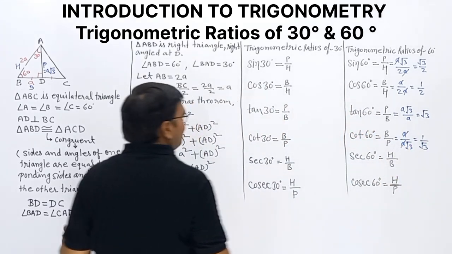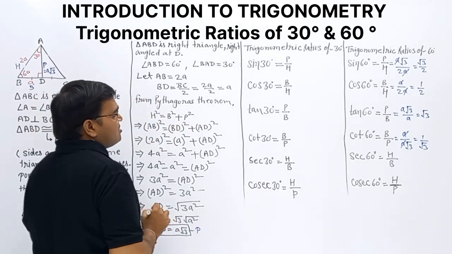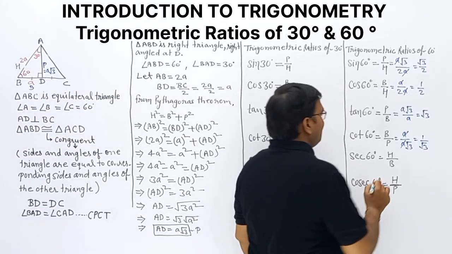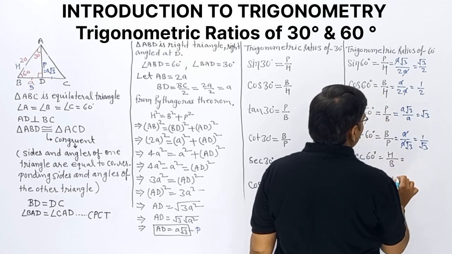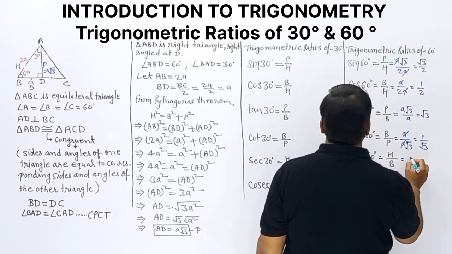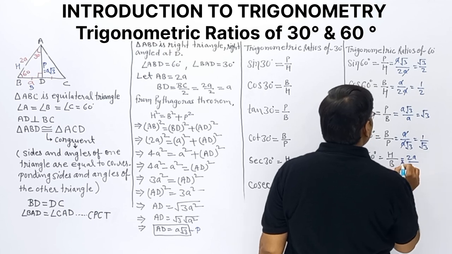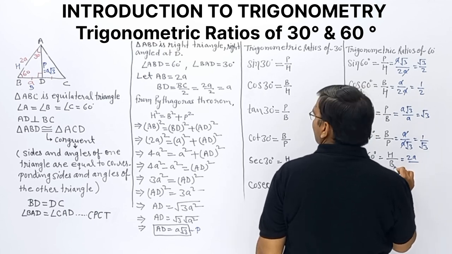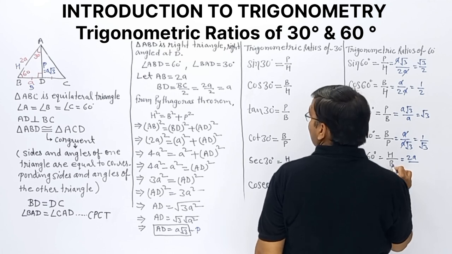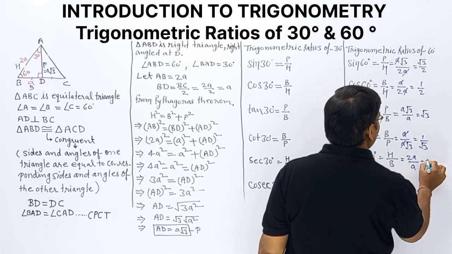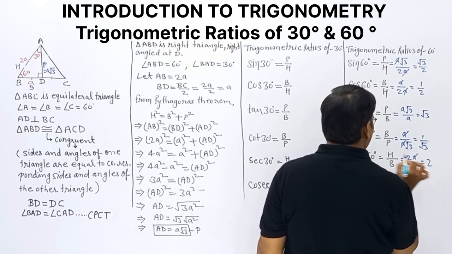Clear? Now sec 60. Sec 60 is the reciprocal of cos 60. B upon H is cos 60, so H upon B will be sec 60. H is 2A. And B is the base for 60 degree, which is A. So the result will be 2. A and A cancel, we are getting 2.